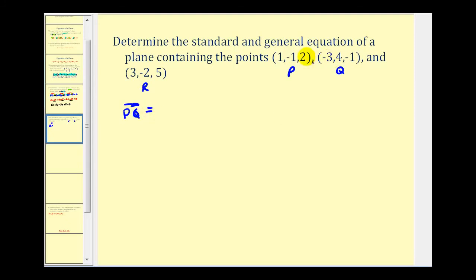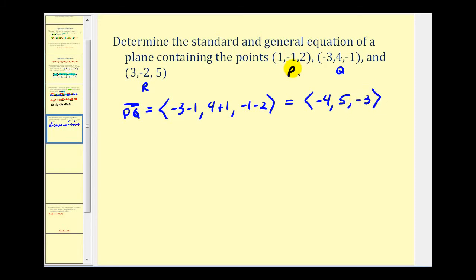That'll be negative 3 minus 1, 4 minus negative 1, or 4 plus 1, and negative 1 minus 2. So the component form will be -4, 5, -3.